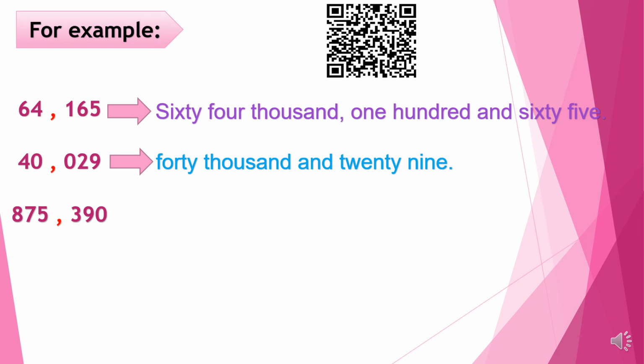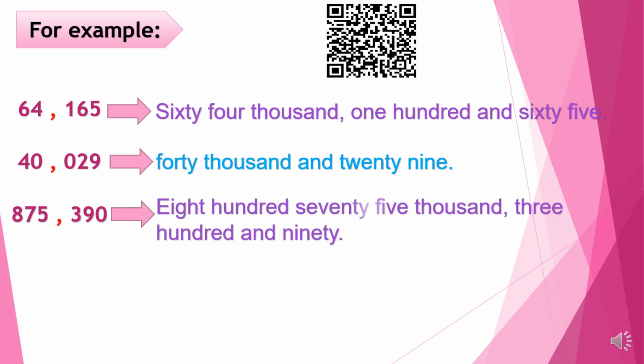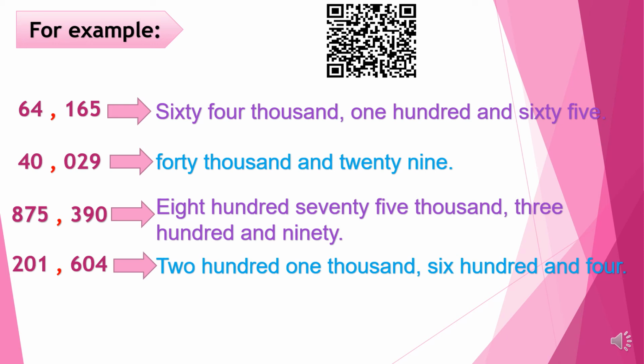Another example. Let's read from the left. 875,390. Okay, in the thousand family we have 875 and we have a comma, so we will say thousand. 875,390. Again, another example. Let's read from the thousand family. 201,604. Okay, again. 201,604.